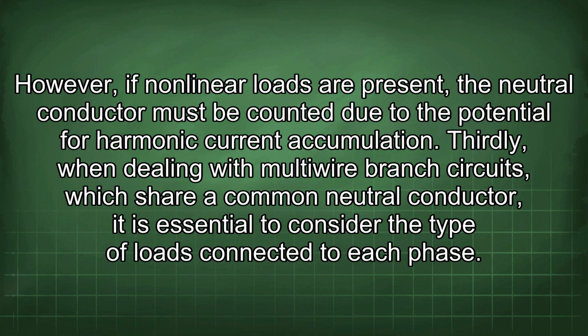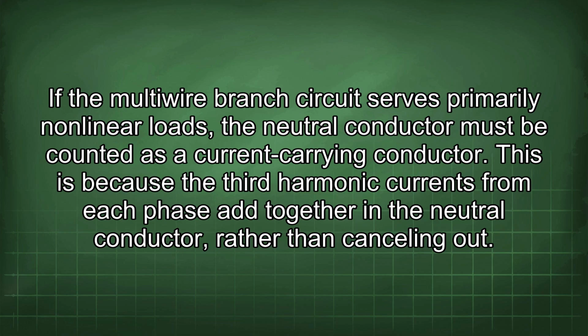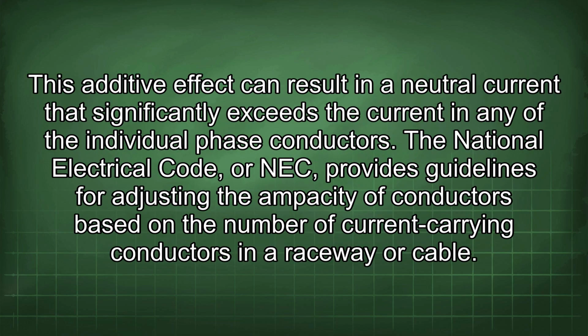Thirdly, when dealing with multi-wire branch circuits, which share a common neutral conductor, it is essential to consider the type of loads connected to each phase. If the multi-wire branch circuit serves primarily nonlinear loads, the neutral conductor must be counted as a current-carrying conductor. This is because the third harmonic currents from each phase add together in the neutral conductor, rather than cancelling out. This additive effect can result in a neutral current that significantly exceeds the current in any of the individual phase conductors.